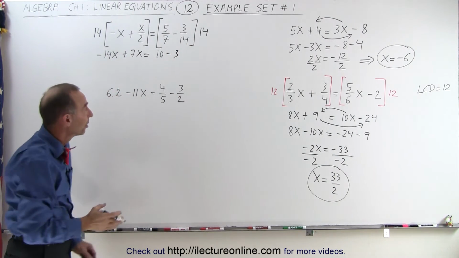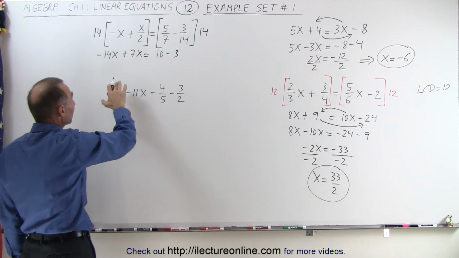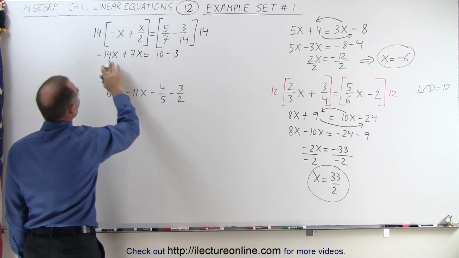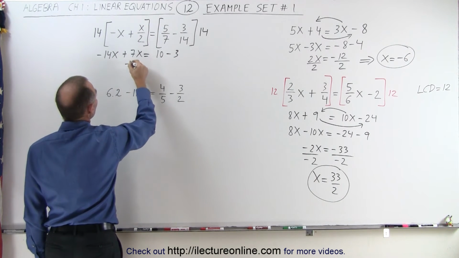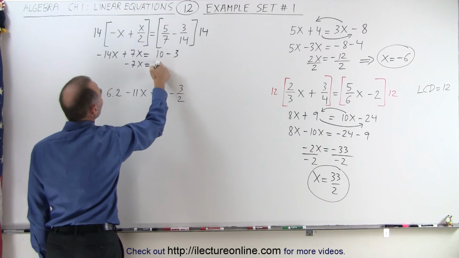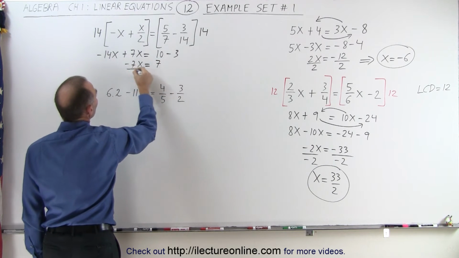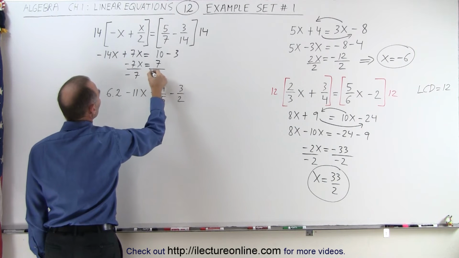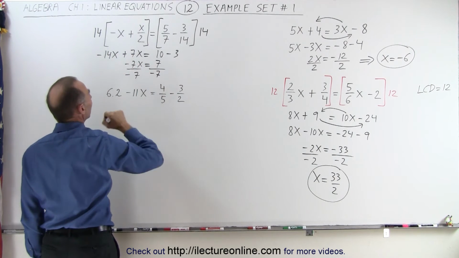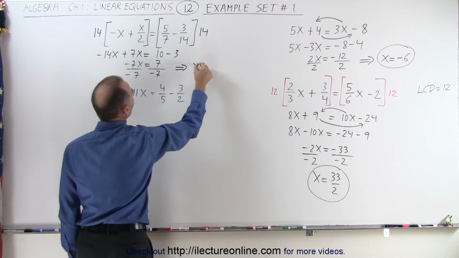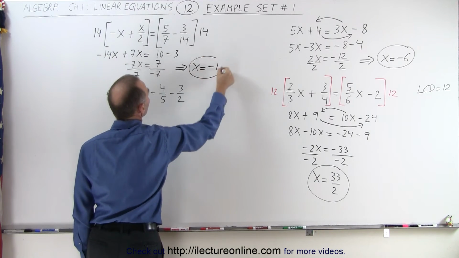Notice in this case, all the x's are already on the left side, all the numbers on the right side. So minus 14x plus 7x is minus 7x is equal to 10 minus 3, which is 7. We now divide both sides by the numerical coefficient in front of x. That cancels out. So we end up with x is equal to negative 1.